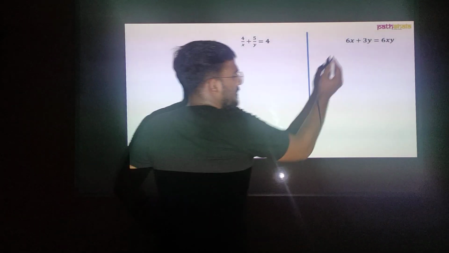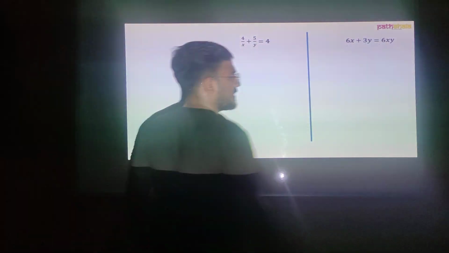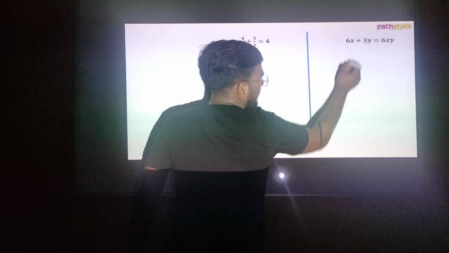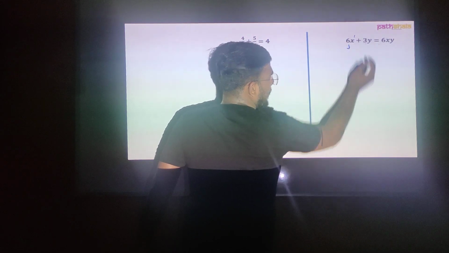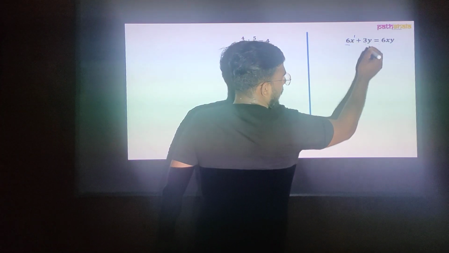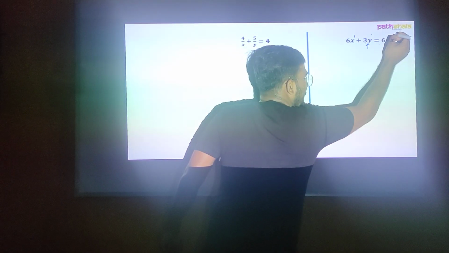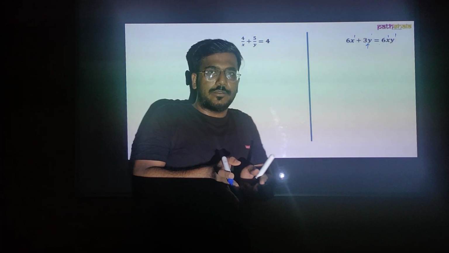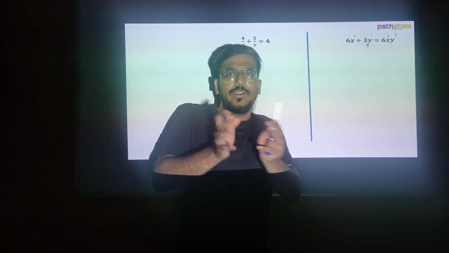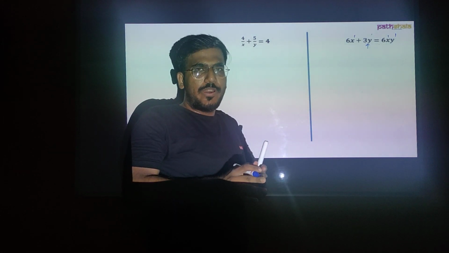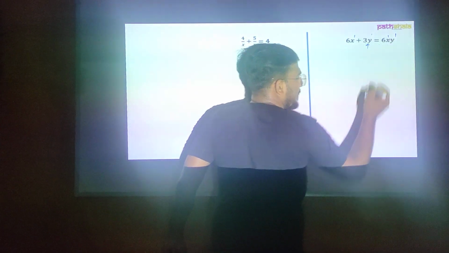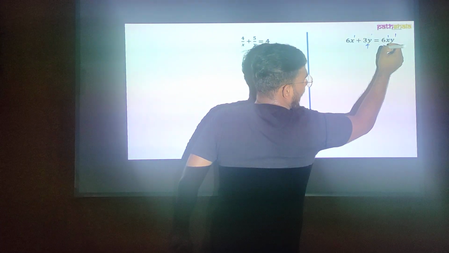The next sum is 6x plus 3y is equal to 6xy. Let's start with checking the power first. What is the power of x over here? 1. What is the power of y over here? 1. And x and y, once again we have a combined term, x and y. Since the power is 1 for both and in between there is a multiplication, we are going to add the powers.